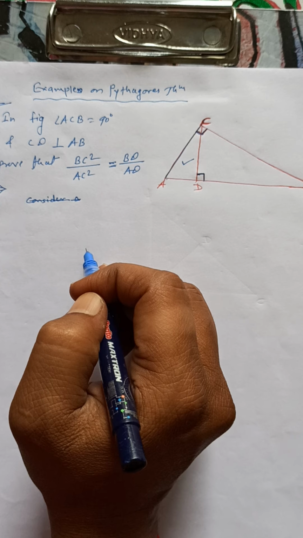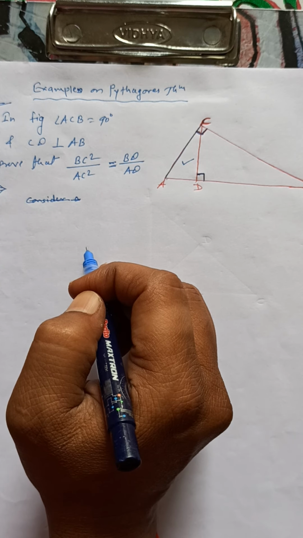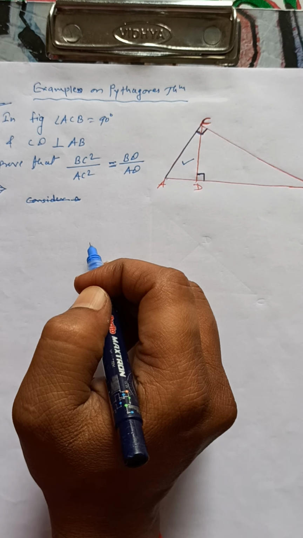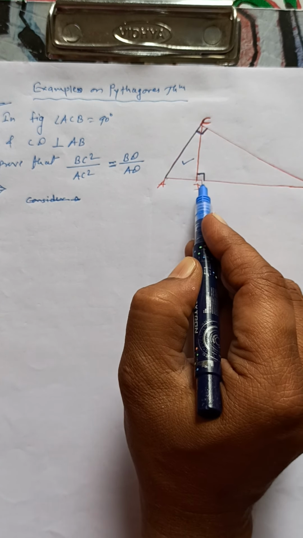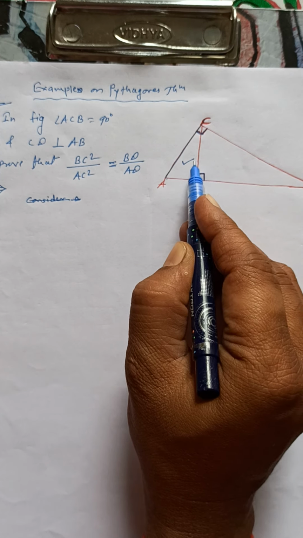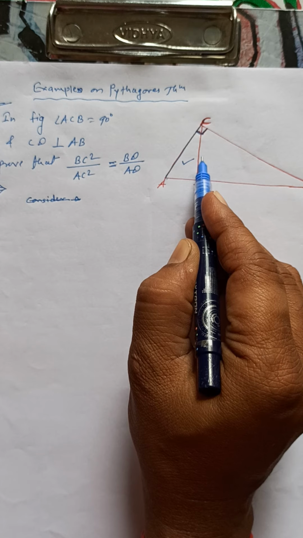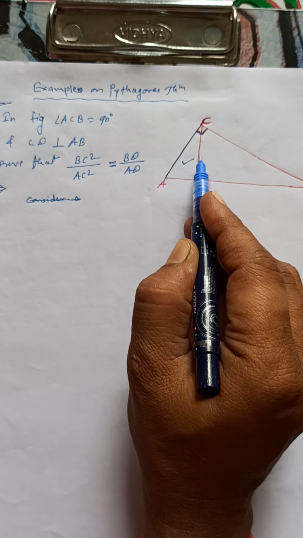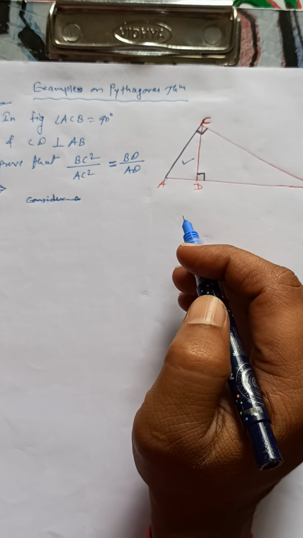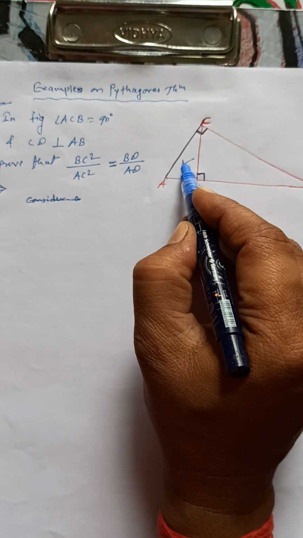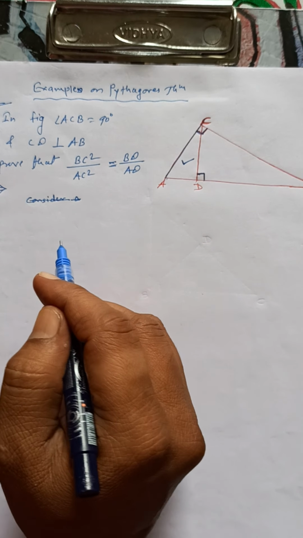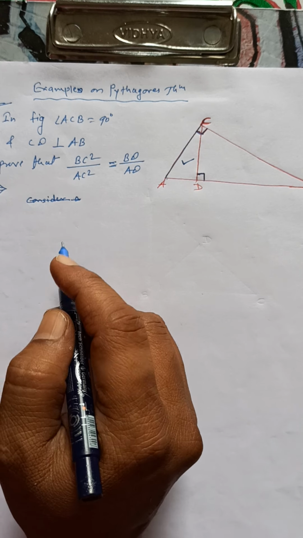For proving this, we will take the help of theorem number 6.7. What is theorem 6.7? That if a perpendicular is drawn from the right angle to the hypotenuse in a right triangle, it will divide it into two triangles, and these two triangles are similar with each other, as well as similar with the whole, that is the big triangle. So this concept we will use here. So first I will show the smaller triangle, that is ADC, is similar with ABC. How it is similar, that I will show here.